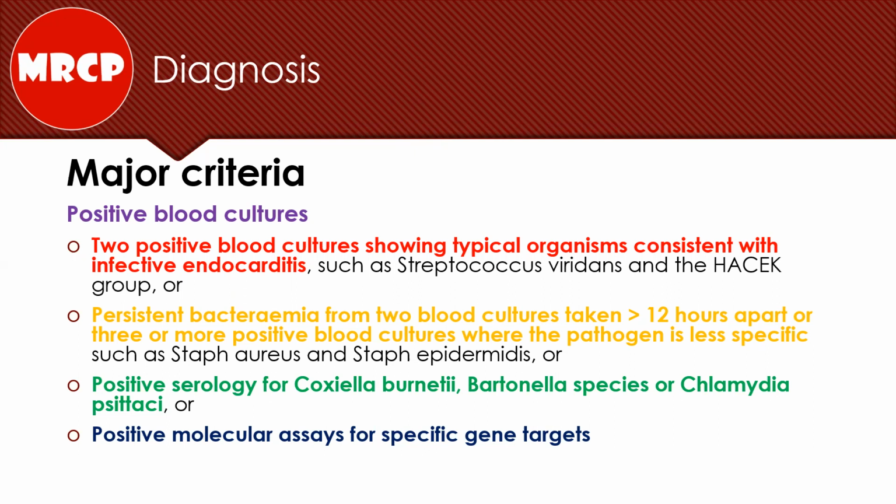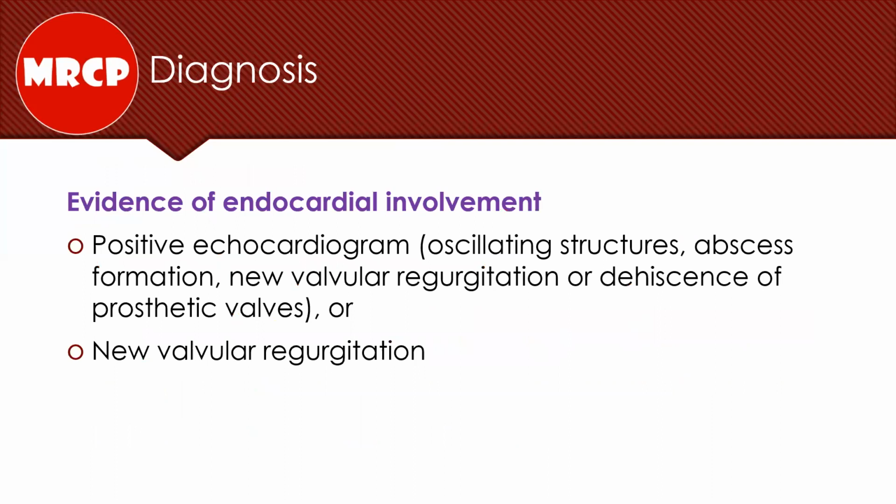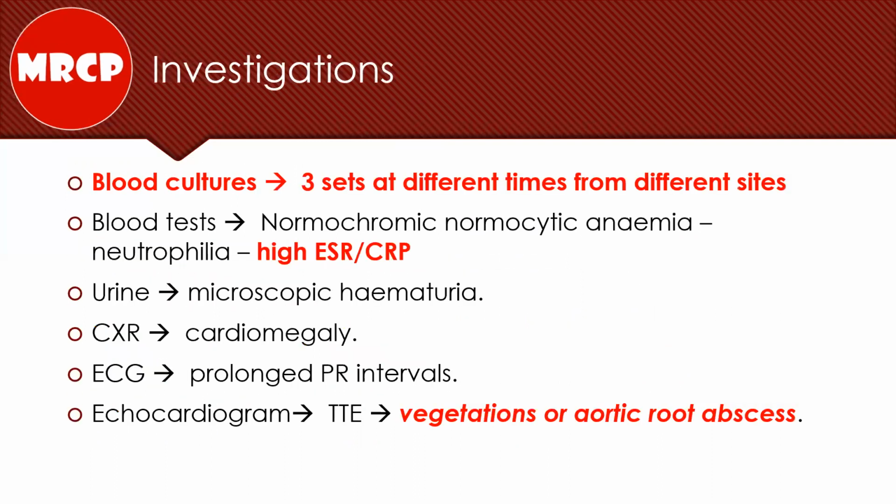And again, you have positive serology for Coxiella burnetii or Bartonella species or Chlamydia psittaci, or you have a positive molecular assay for specific gene targets. These are the major criteria. The cornerstone of the major criteria is a positive blood culture. Secondly, the evidence of endocardial involvement, either by a new valvular regurgitation or positive echocardiography showing vegetations or an abnormality on the valve.